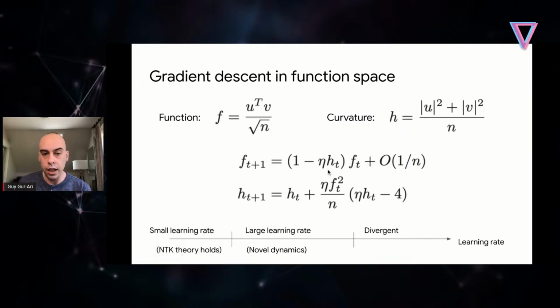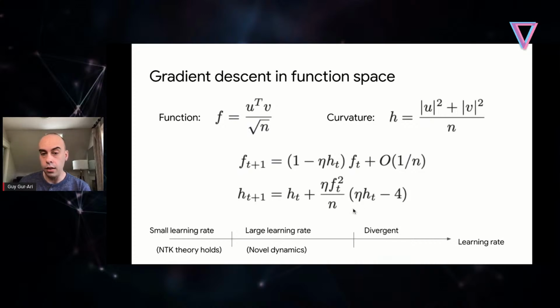And so because h shows up, we don't yet have a complete set of equations. We have to write down the update equation for h as well. And this turns out to be the full update equation for h. We have h itself, and then we have a term that looks like it's being suppressed by 1 over the width, but will actually be important. So I wrote it down explicitly.